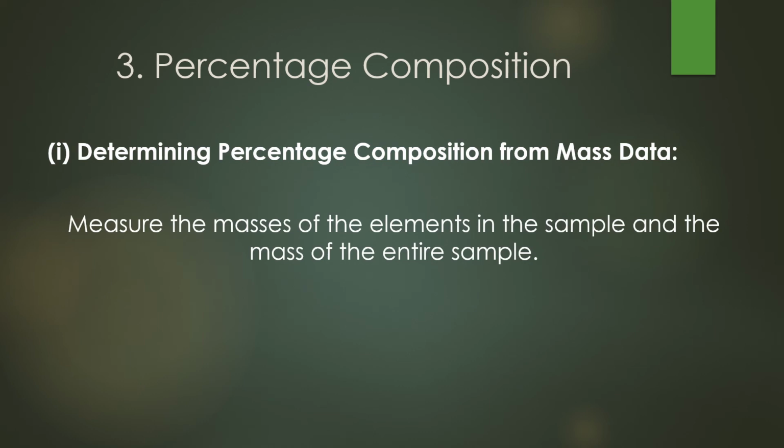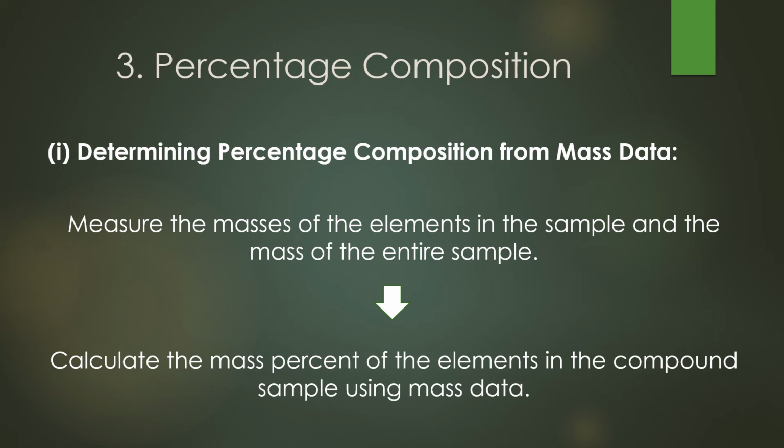So, first of all, the masses of the elements are measured, and then the mass of the entire sample. Now, this can be done experimentally, and we will be doing a lab with magnesium oxide and determining the percent composition of magnesium oxide. Your problems, though, will give you the masses, and then you have to determine it from there. Once you have the masses, you calculate the mass percent, which is what we just learned, of all the elements in the compound sample using the data.